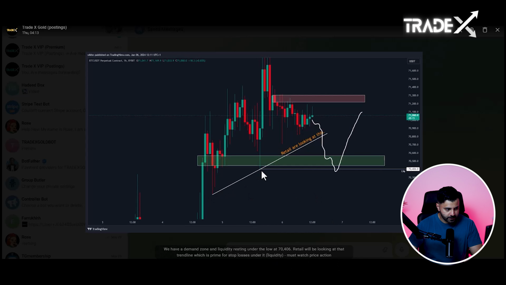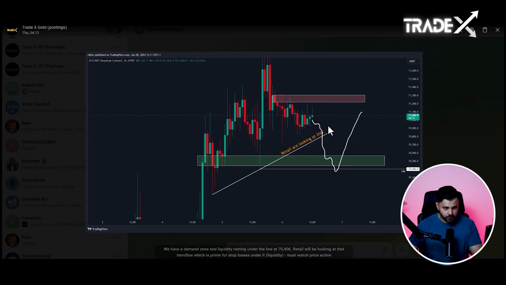So I identified that we have two touches on the bottom of a trend line, and as soon as there's another attempt at this trend line, we are going to start seeing retail longing that trend line. We're going to see price coming here, and retail is going to get aggressive because we have a nice trend line.